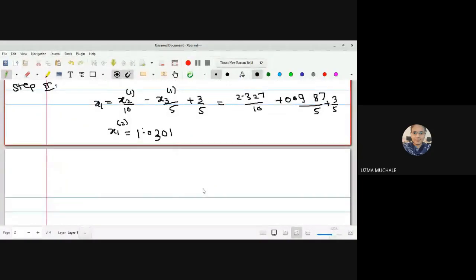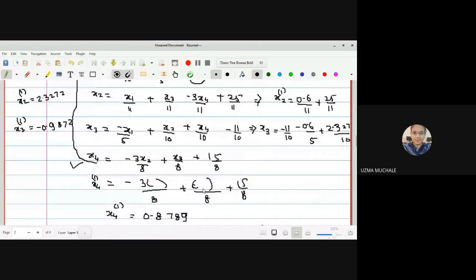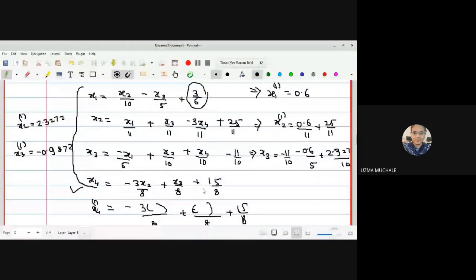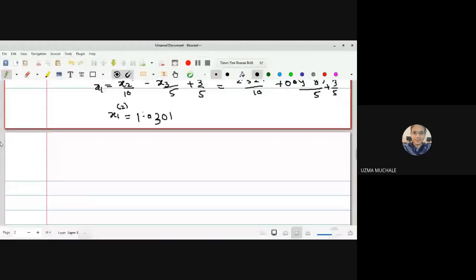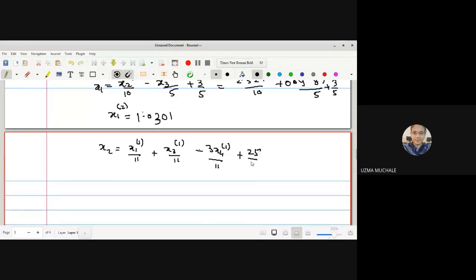Now we have to follow the same procedure, use the equation that is x2 equal to x11 divided by 11 plus x31 divided by 11 minus 3x41 divided by 11 plus 25 by 11. Okay, now whatever the values we have, put them in this and tell me the value of x2, that is the value of x2 in the second iteration.